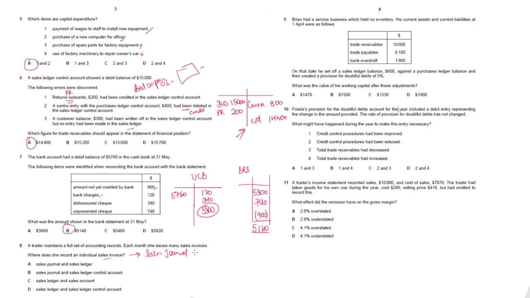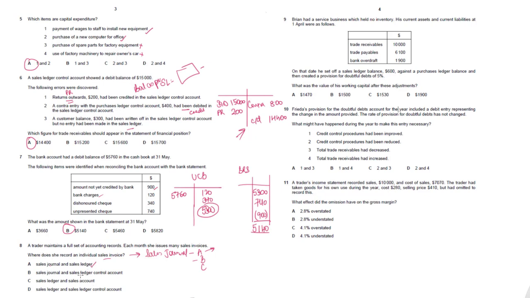From the sales journal, let's say you enter the various sales invoices issued to debtors like ABC. From there it goes to the individual debtors' accounts, and these debtor accounts are maintained in the sales ledger. So this looks like the correct option. Anyway, let's read all the options.